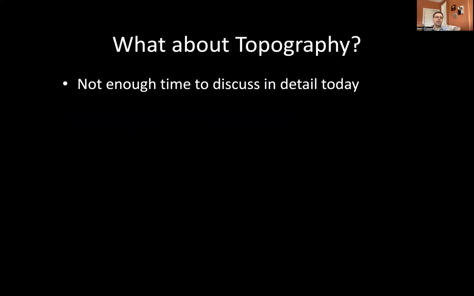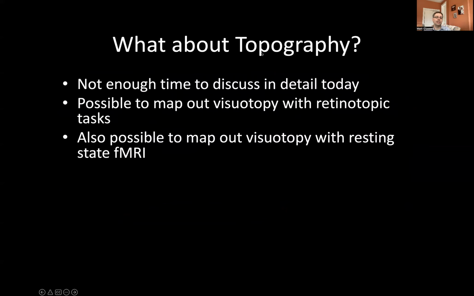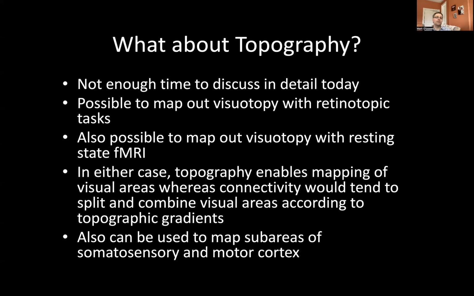What about topography? Not enough time to discuss this in detail today, but it's possible to map out visuotopy with retinotopic tasks or with resting state fMRI. And in either case, topography enables mapping of visual areas, whereas connectivity would tend to split visual areas according to topographic gradients. We can also use topography to map out subareas of somatosensory and motor cortex.